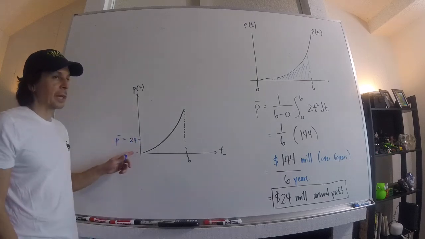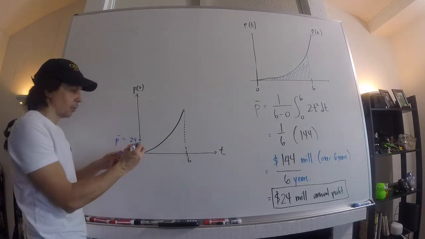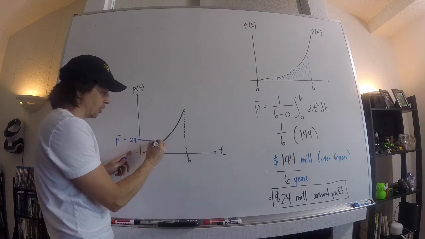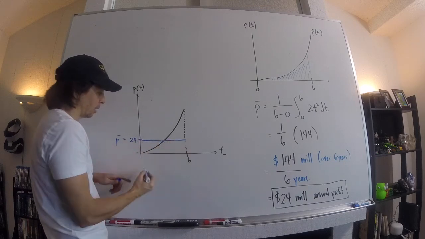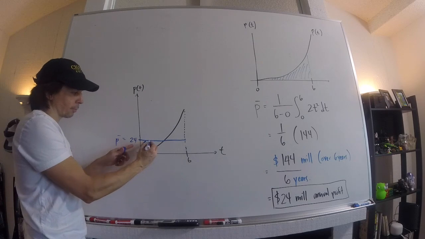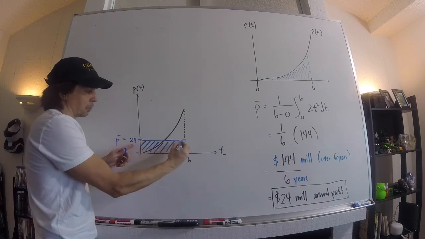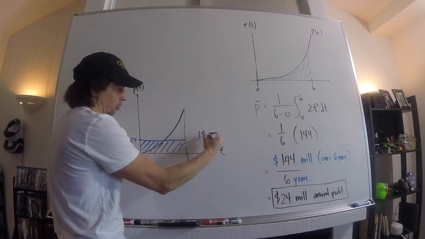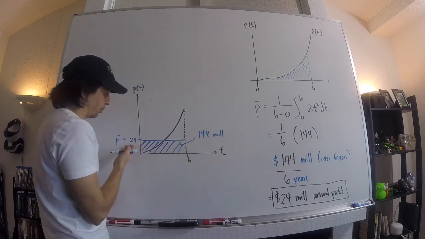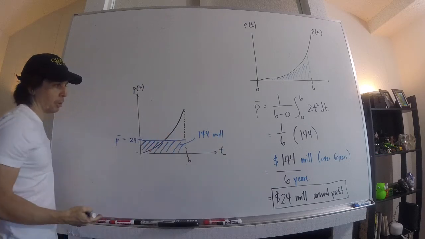So if you made a steady $24 million per year over 6 years, you're making 24 million every year. So your total profit in that case would be, guess what it would be? 144 million, that's right. 24 million per year times 6 years would be 144 million.